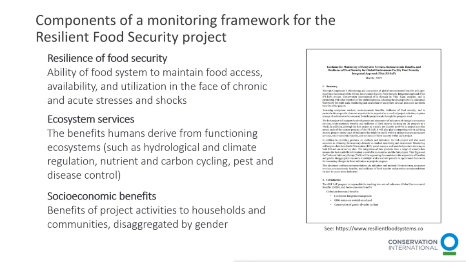So what do I mean by ecosystem services? Ecosystem services, of course, are the benefits that humans derive from functioning ecosystems. These could be things like hydrological and climate regulation, nutrient carbon cycling, etc. And then socioeconomic benefits are defined as the benefits of project activities to households and communities, which of course we want to have disaggregated by gender to ensure that those goals around gender mainstreaming are met as well.